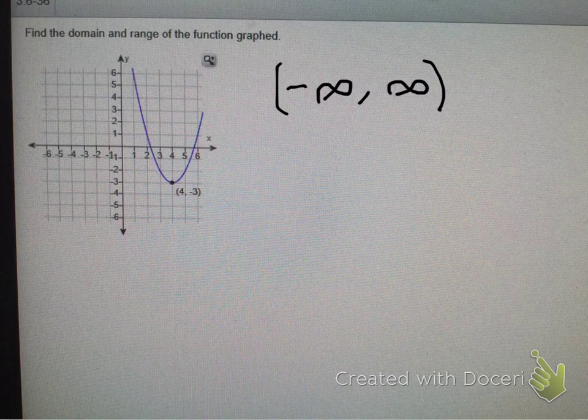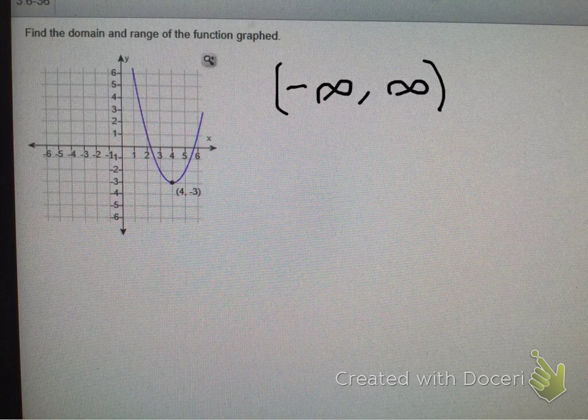And infinities are always going to get parentheses around them because they're not really part of the graph. They're not a number value that's part of the graph. More of an idea that tells us that the graph goes forever. So my domain is going to be negative infinity to infinity for this graph.